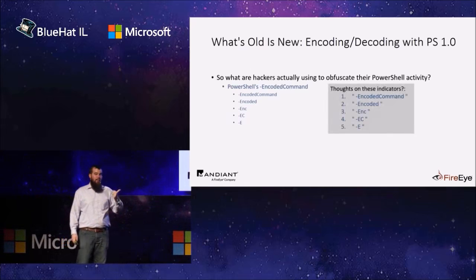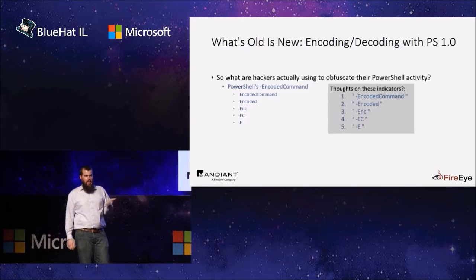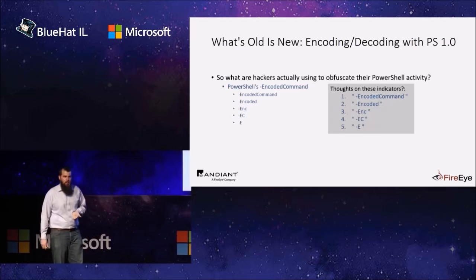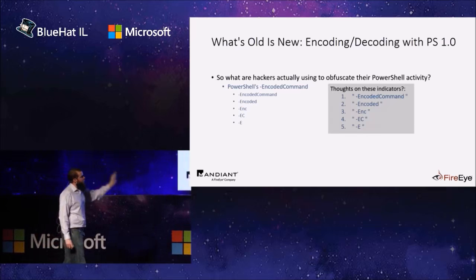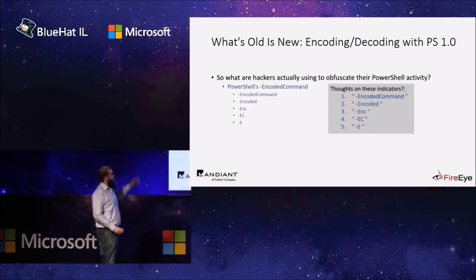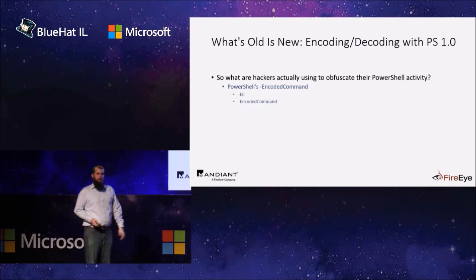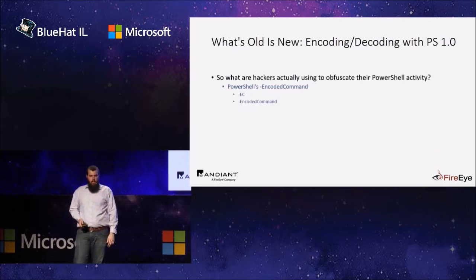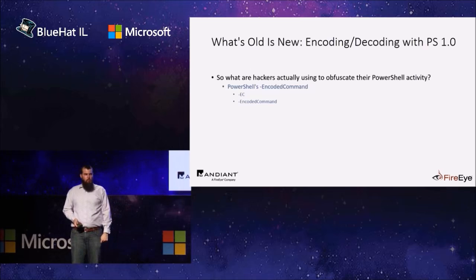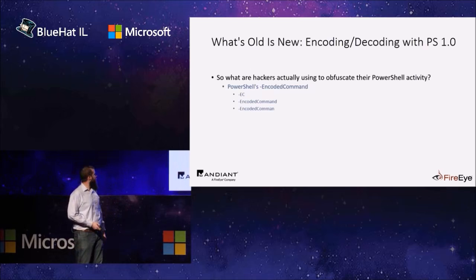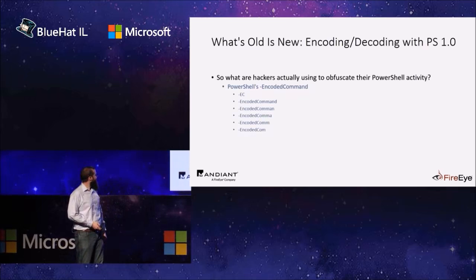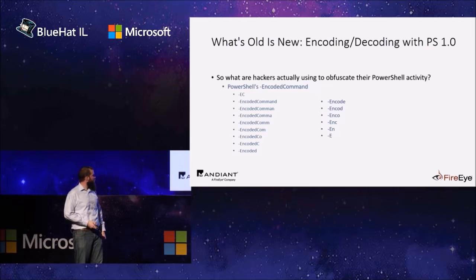So if we had this as our detection for these, would this catch all instances of EncodedCommand? Space, dash, EncodedCommand, space. It would catch these, but here's what's problematic about that. PowerShell gives us EC and EncodedCommand, but then they also give us that. And they keep going. They give us all of this because we need our options, baby.